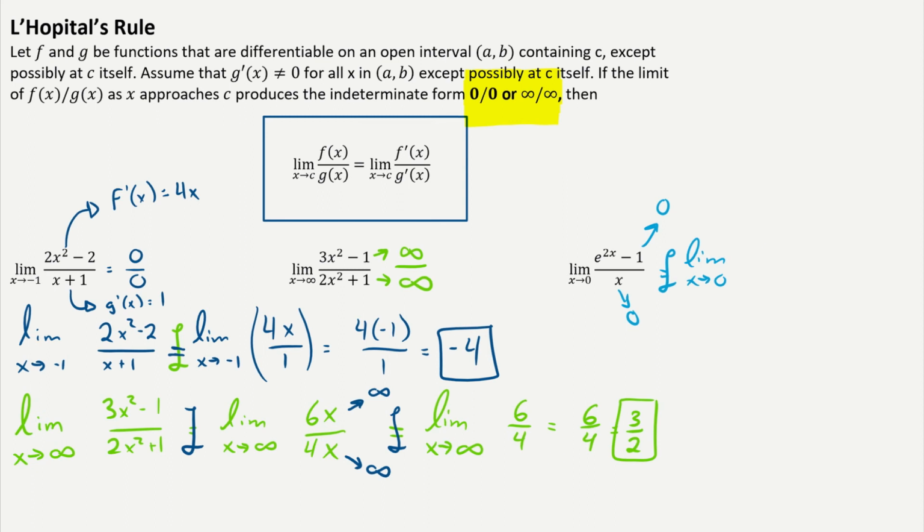Derivative of the top is 2e to the 2x. Okay, a little chain rule there. Derivative of the bottom is 1. Hey, now I can plug in 0 and I have 2 times e to the 0th over 1, which is 2 times 1, which is 2. So in this case, L'Hopital's rule allowed me to find the limit when I could not previously.